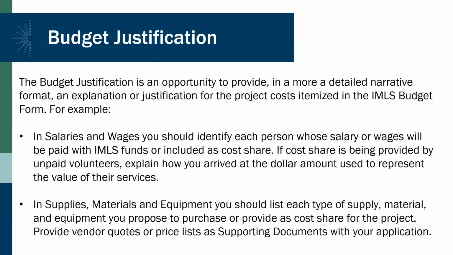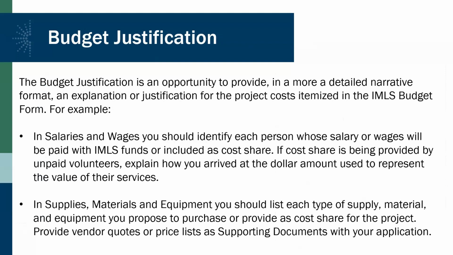In addition to the IMLS budget form, you will also prepare a budget justification. This is an opportunity to provide, in a more detailed narrative format, an explanation or justification for the project costs. The budget justification should be written to follow the cost categories in the IMLS budget form. In the justification, you will identify each expense and show the method of cost computation used to determine each dollar amount, including any that you may have consolidated and summarized on the IMLS budget form. In other words, please show your math.